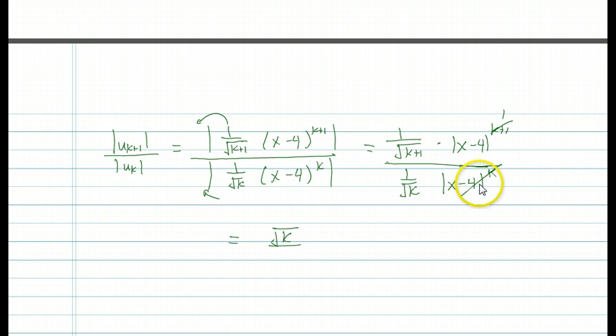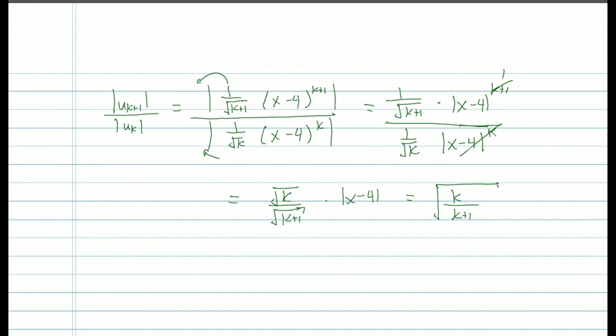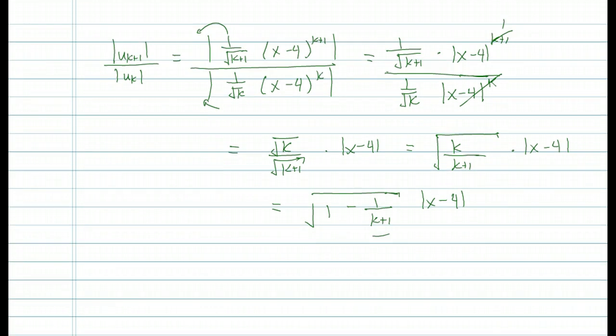So cancel out k factors from the top and bottom. We're left with 1 on top. And then we multiply by the reciprocal to get the square root of k over the square root of k plus 1. Now we can rewrite this as the square root of the quotient on the inside. So it's the square root of k over k plus 1 times the absolute value of x minus 4. Then we could do polynomial long division here to rewrite this on the inside as 1 minus 1 over k plus 1. What we really want to do is take the limit as k approaches infinity.